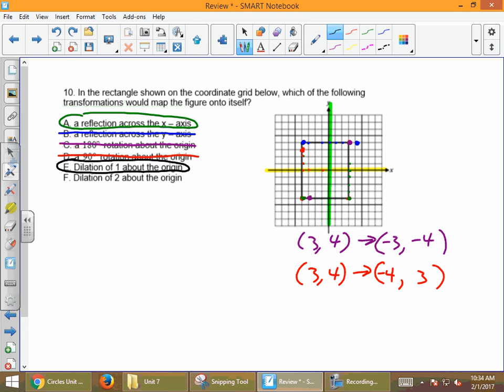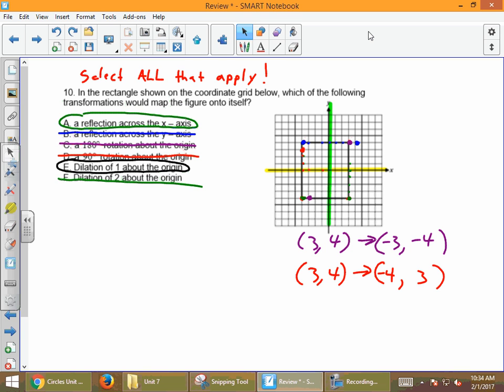And what about F? Dilation by 2. If I dilate it by 2, would it stay the same size? No. So could it map onto itself? I'm going to say no. So it's not going to be that one. Green. No. So go ahead and select all that apply in the directions, because if it doesn't specify select all that apply, then it's just one right answer. If it says select all that apply, then you need to go down through, even though you found an answer, there might be another correct one. Okay, make sure you're reading those questions carefully.